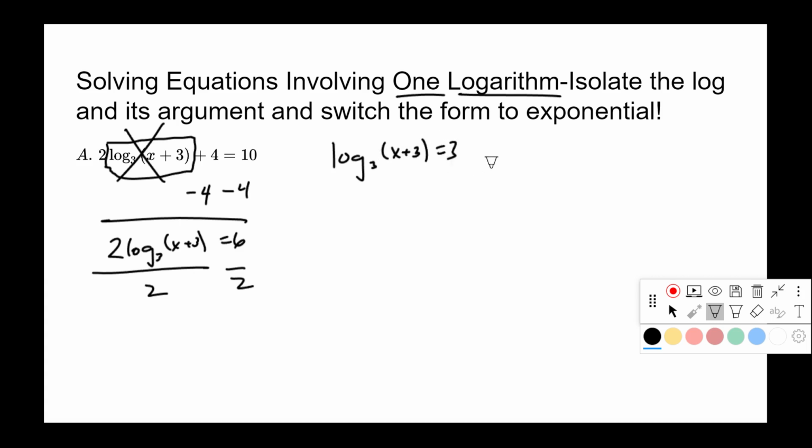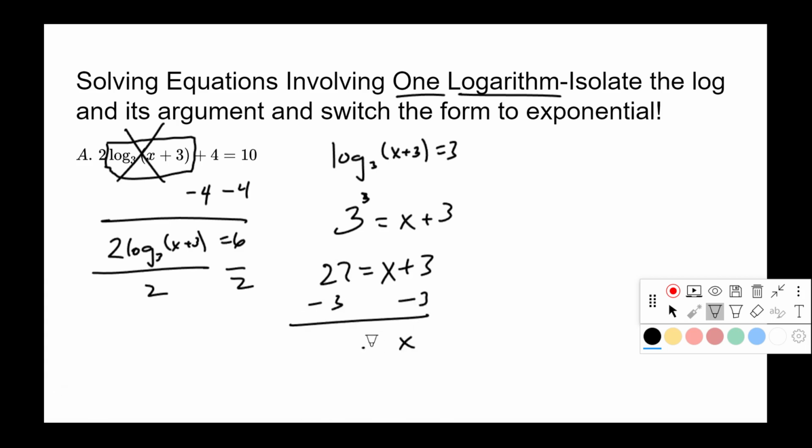A lot of 3's running around, not on purpose. Now I have my log and argument isolated on one side, and another number on the other. And I can't do anything with this. But when you don't know how to do something in one form, you switch it to the other. So I'm going to switch it to exponential form. 3 becomes the base, and these two switch positions. 3 to the third equals x plus 3. That gives me 27 equals x plus 3. I subtract 3 on both sides. I get x equals 24. So 24 looks like my answer.